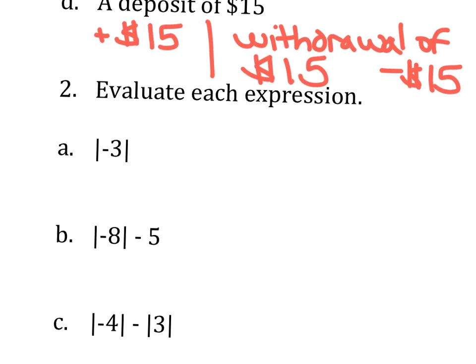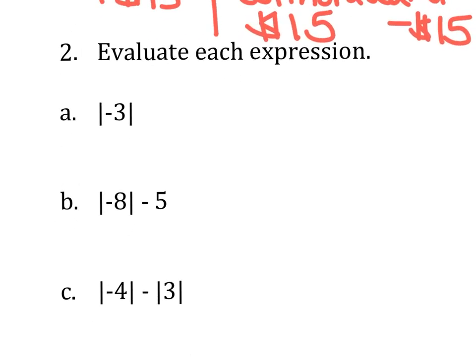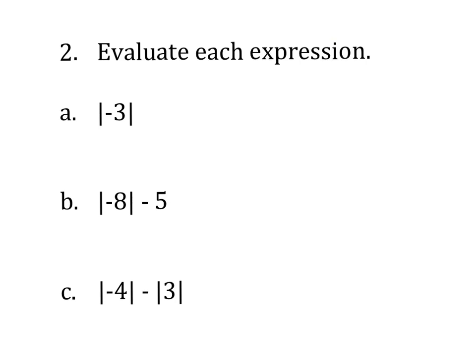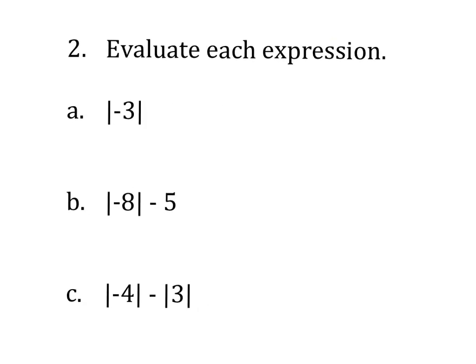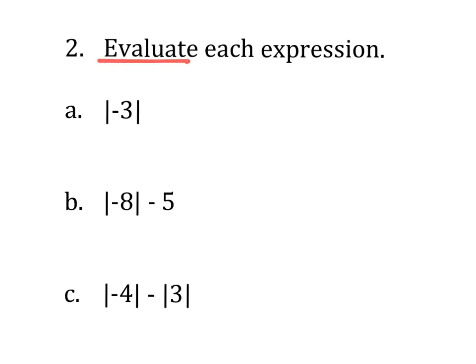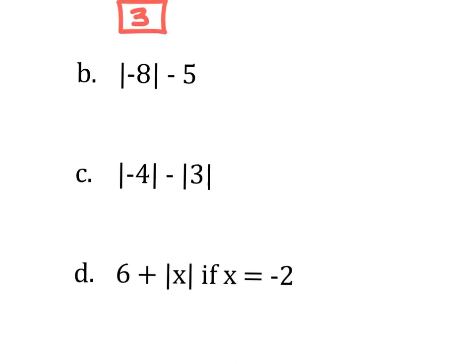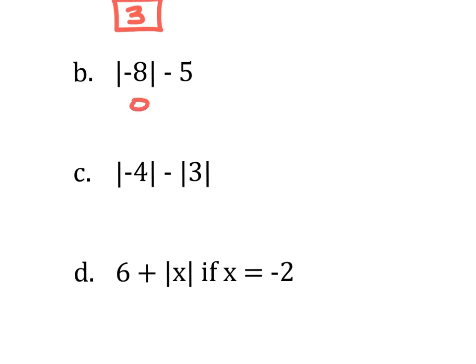Okay, so let's now evaluate some expressions. An expression is a mathematical sentence without an equal sign, and evaluate means to solve. So the absolute value of negative 3 is positive 3. The absolute value of negative 8 is positive 8. Remember, these are absolute value, and they ask you to tell how far a number is from 0. Negative 8 is 8 spaces below 0, so it would just be 8. So 8 minus 5, which is 3.